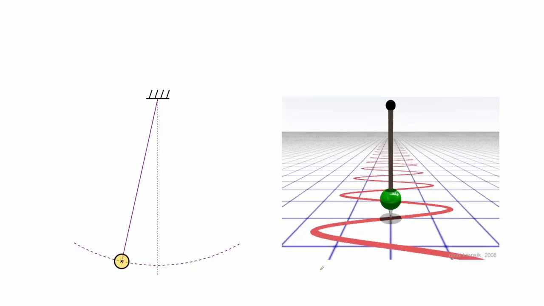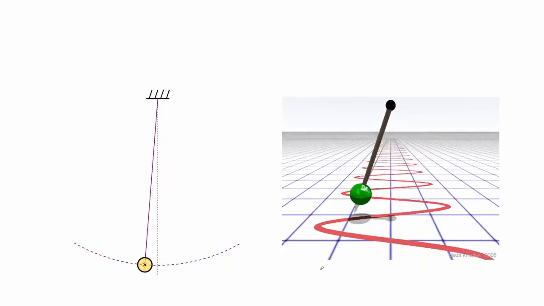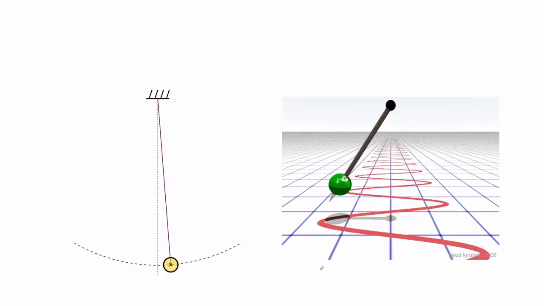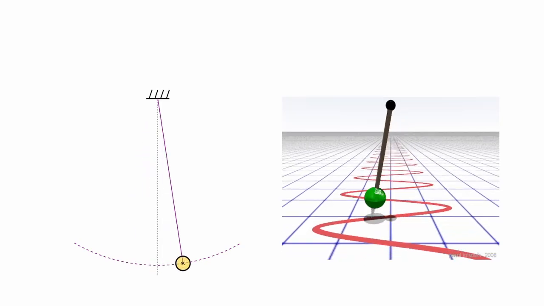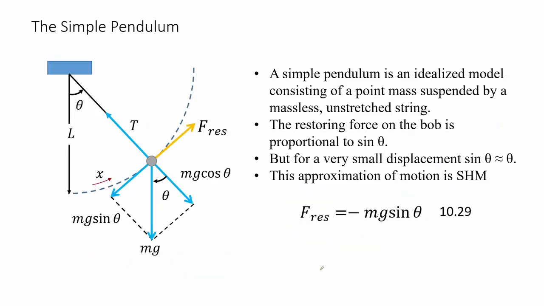Here we have a simple pendulum which is oscillating back and forth from an origin. Looking closer at a simple pendulum, which is an idealized model consisting of a point mass suspended by a massless, unstretched string. The restoring force on the bob is proportional to sine theta, but for a very small displacement sine theta is approximately equal to theta. The restoring force for a simple pendulum type of motion is given as the negative of mass times gravitational acceleration times sine theta, shown in equation 10.29.